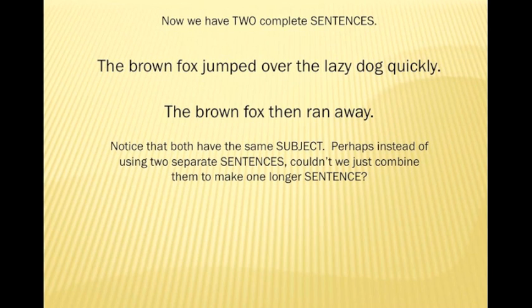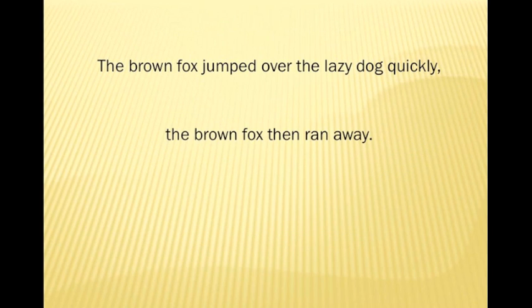Now in this case, you'll notice that both have the same subject. So perhaps instead of using two separate sentences, couldn't we just combine them to make one longer sentence? It would seem logical considering they're both related to the same idea. Is that possible? Well, watch what happens.